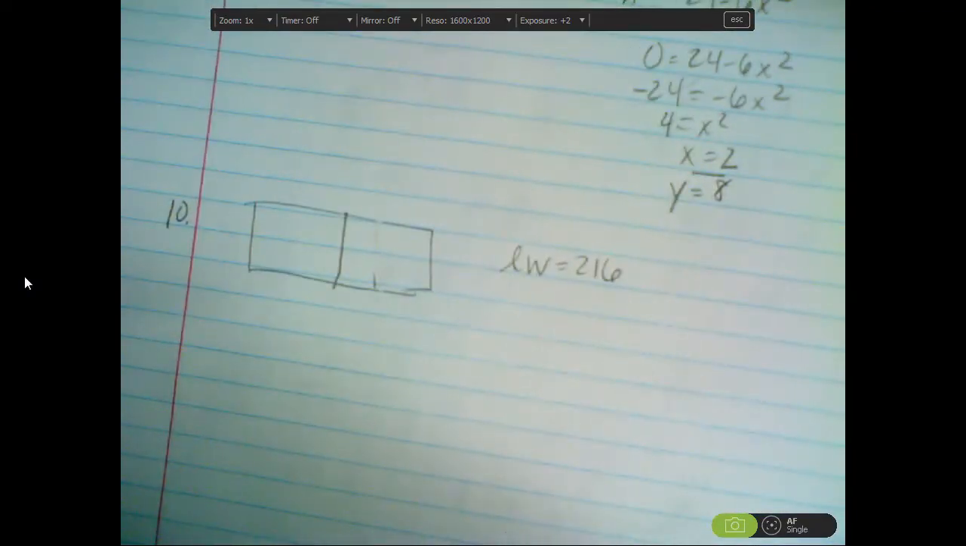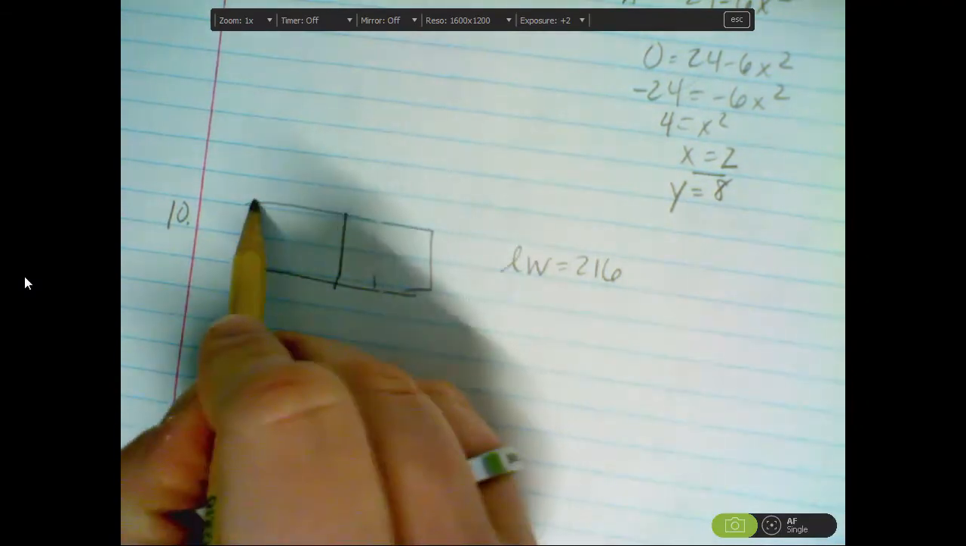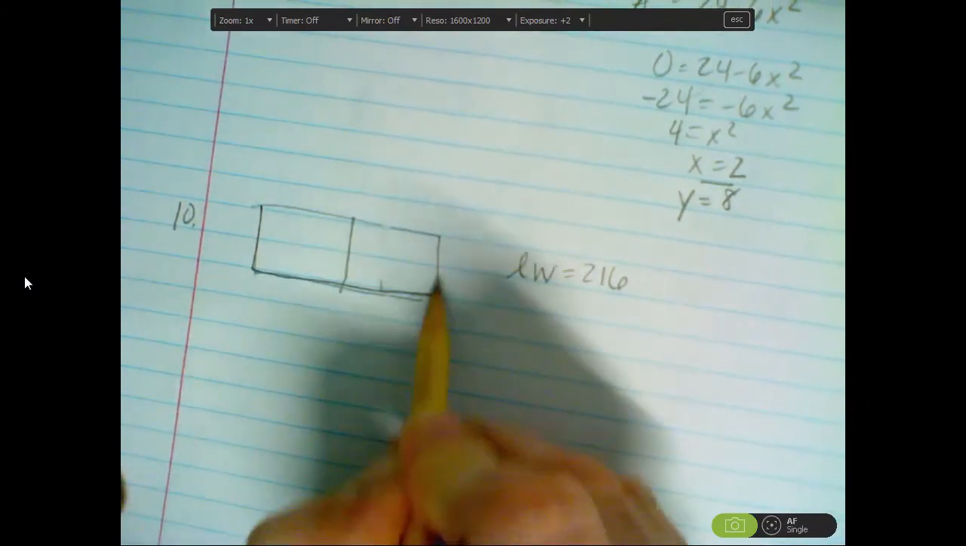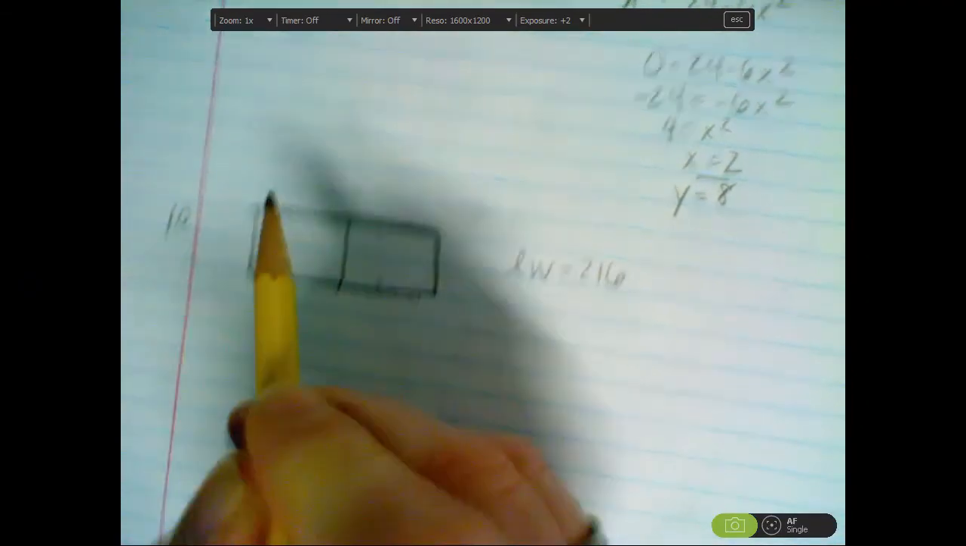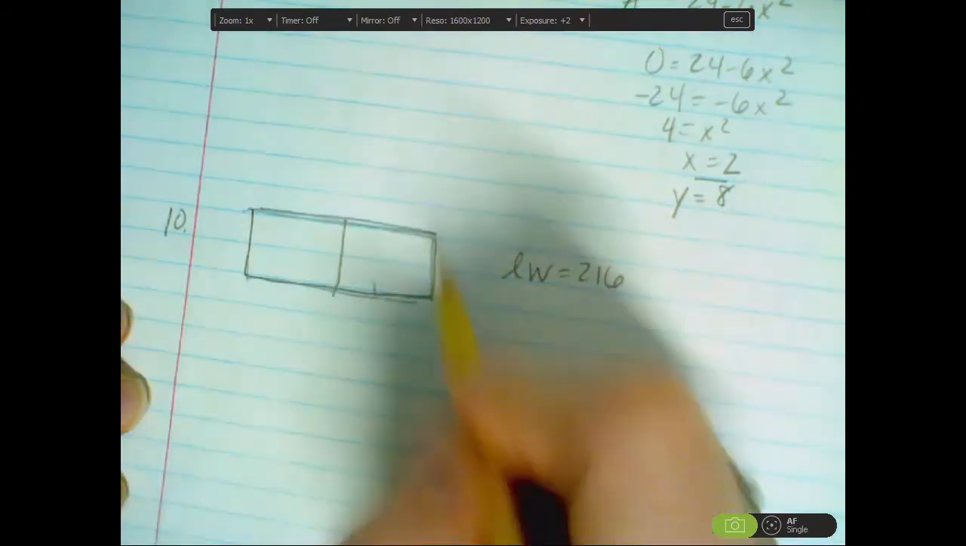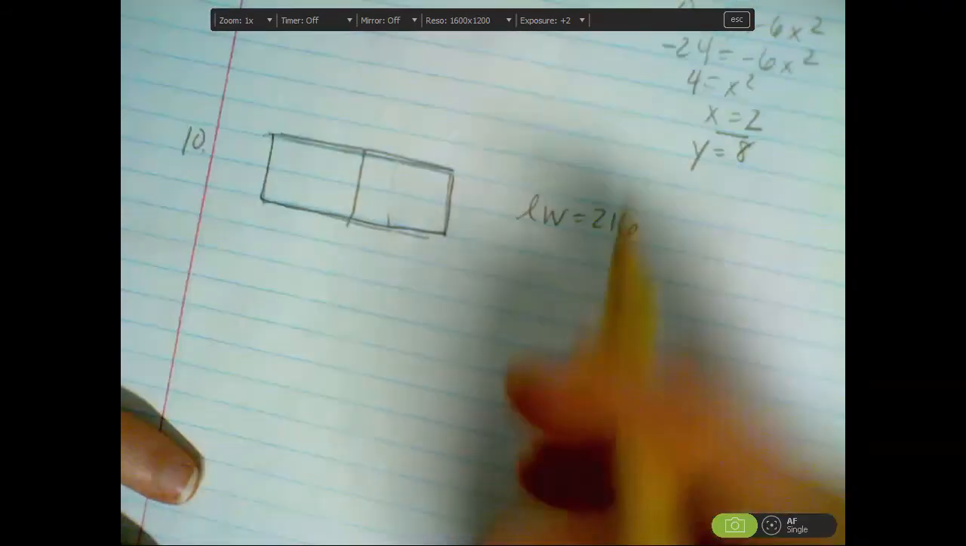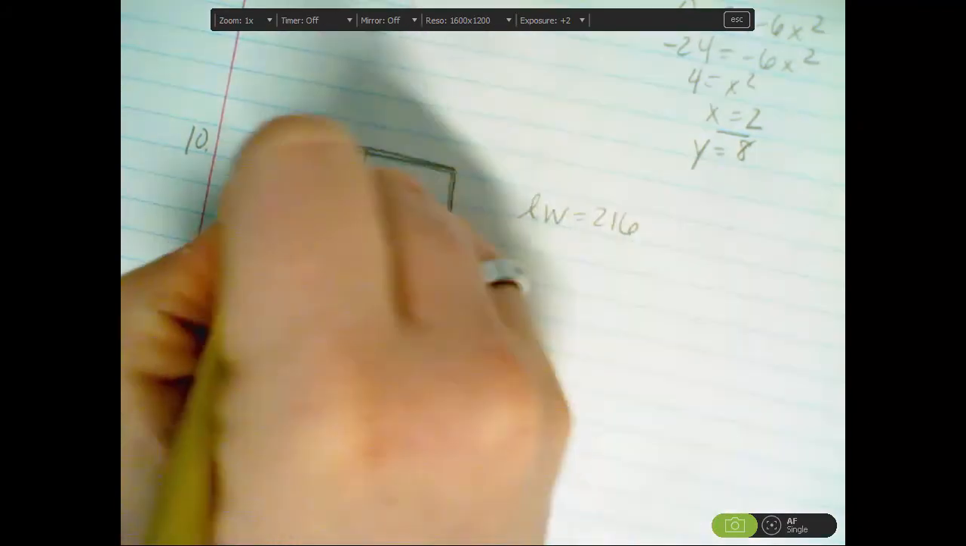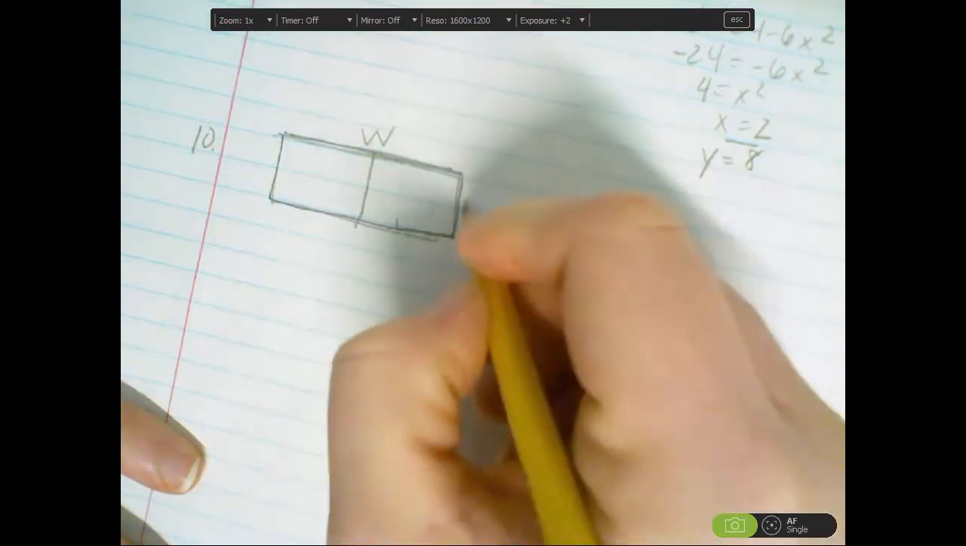By another fence parallel, what are the dimensions of the outer rectangle that will require the smallest total length of fence? What are the dimensions of this that will minimize the perimeter, the amount of fence? So let's label what we know. We know this is W. We know this is L.